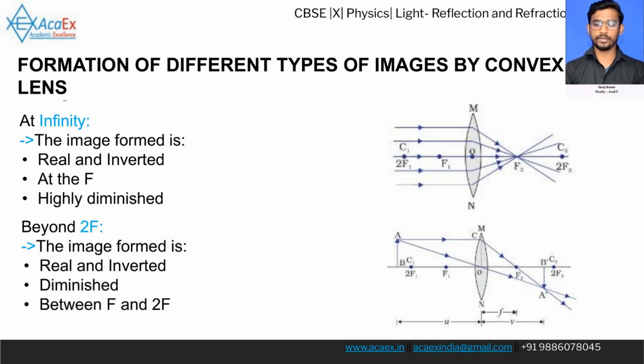Image formation by convex lens. Part 2. Object at infinity. The image is formed at the focus, F, is highly diminished, and is real and inverted. Object beyond 2F. The image is formed between F and 2F, is diminished, and is real and inverted.